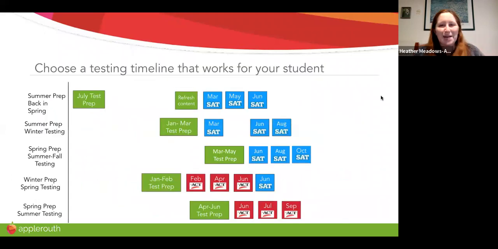Again, right, we talked about timelines. This is another great one. Again, lots of different options, good examples of this, right? Spring prep, summer testing. So I was talking about April, June prep, June, July, September test. And you can do some of this. You can do like test prep in July and then you refresh. I wouldn't recommend something like this, but if that's the only thing you can do with your schedule, that's totally possible, right? Again, all about planning ahead of time to get an idea of what's going to work best for you guys.